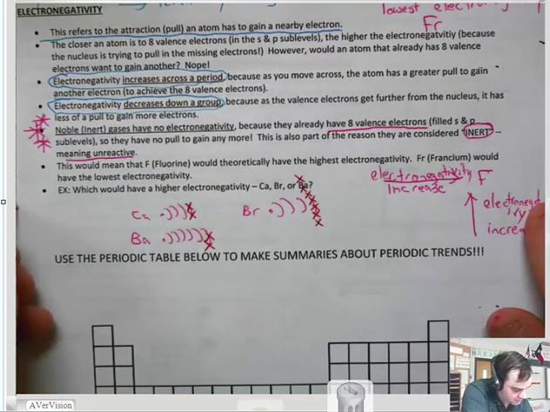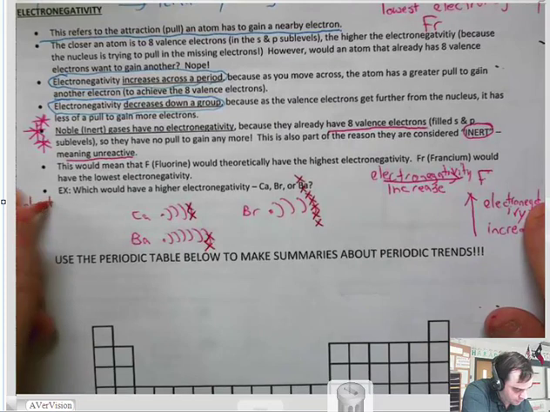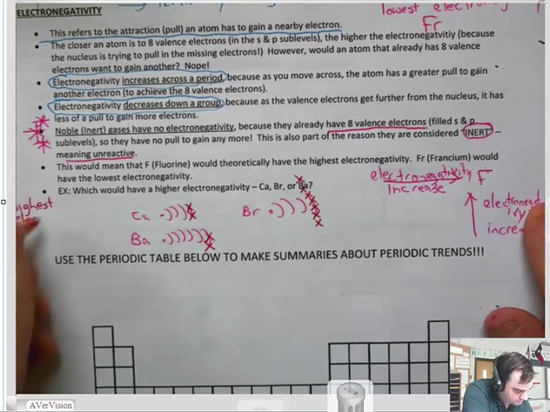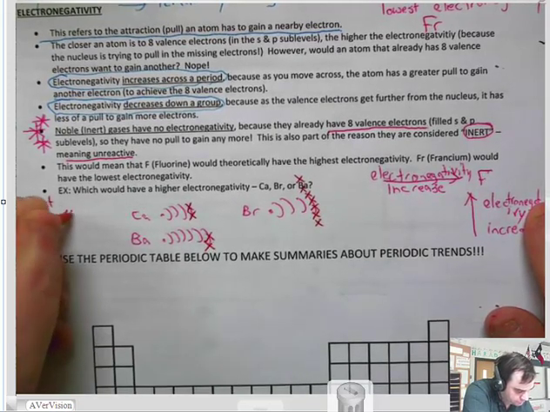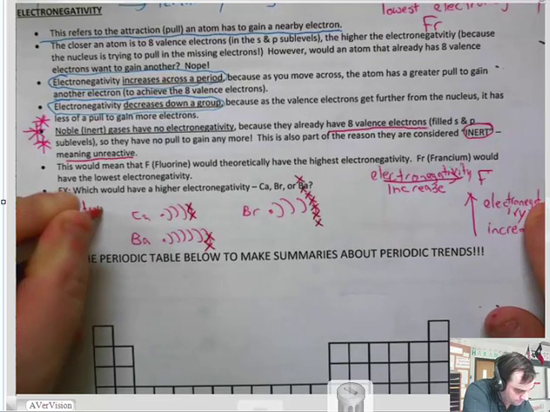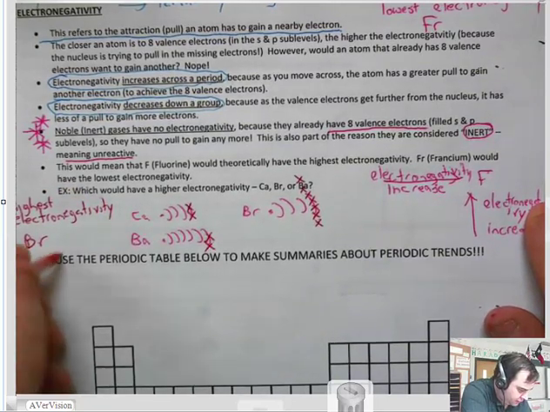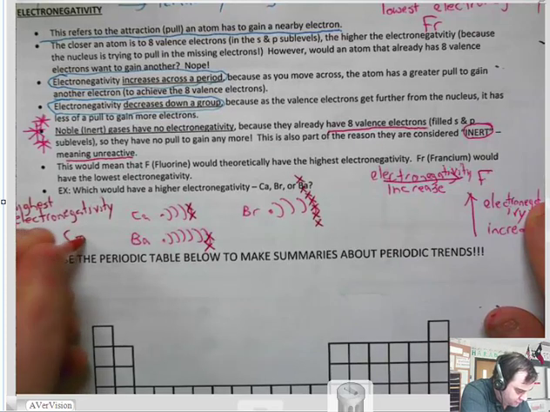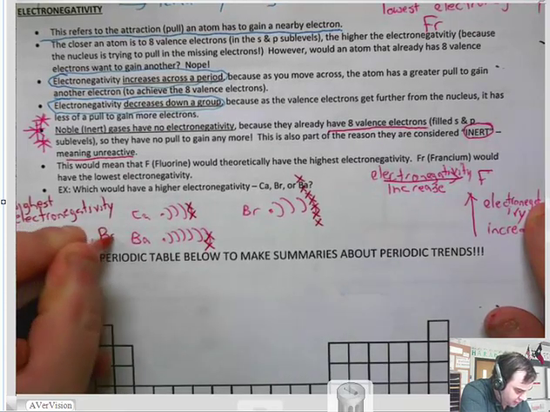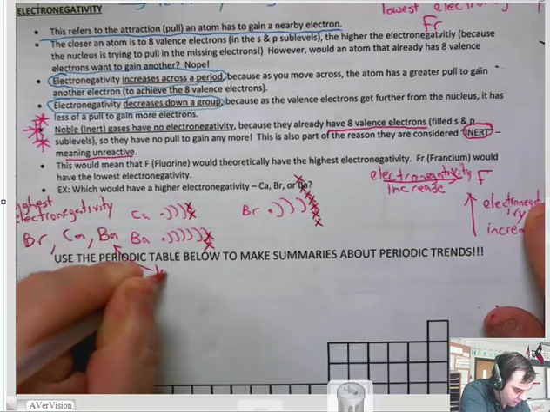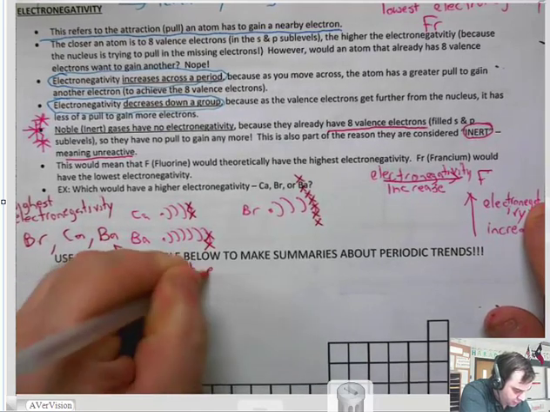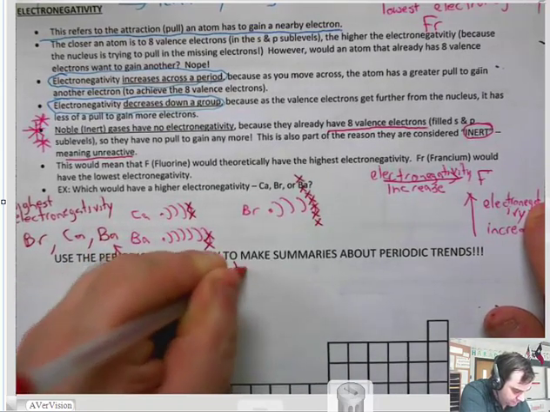So the highest electronegativity is bromine. Then comes calcium, and then barium would have the lowest electronegativity.